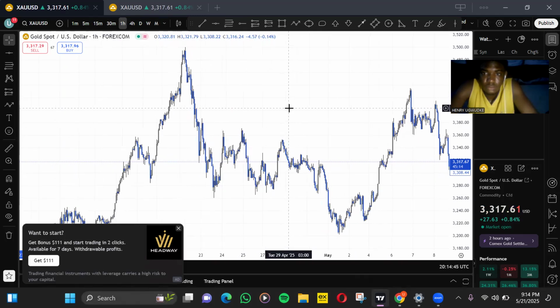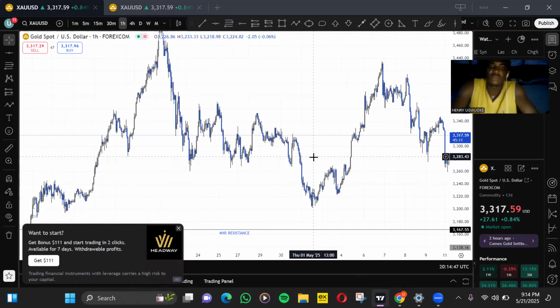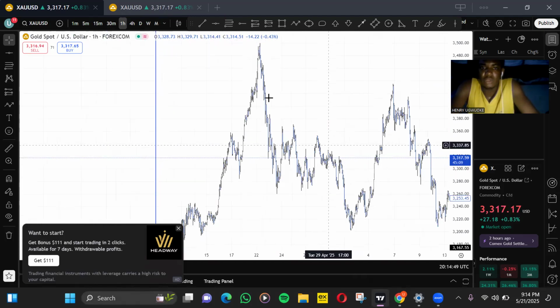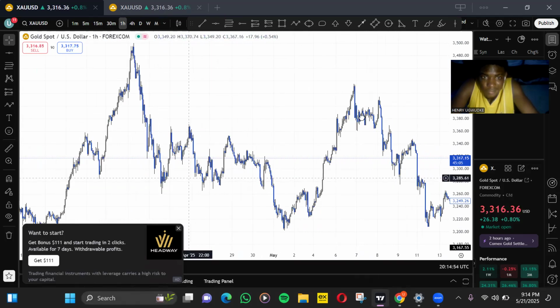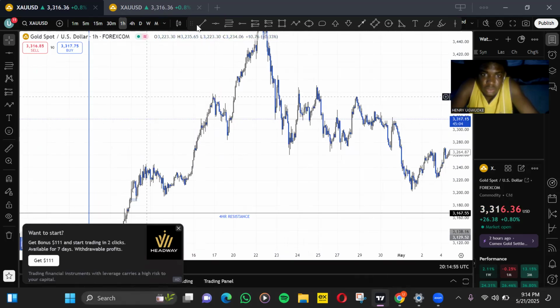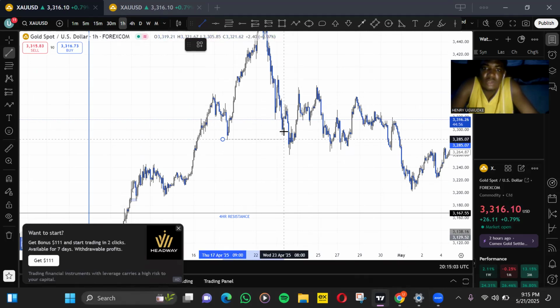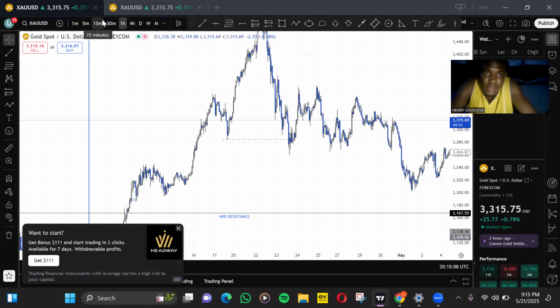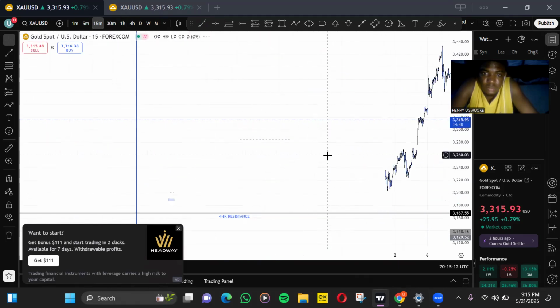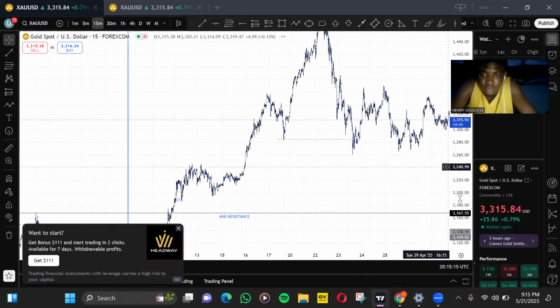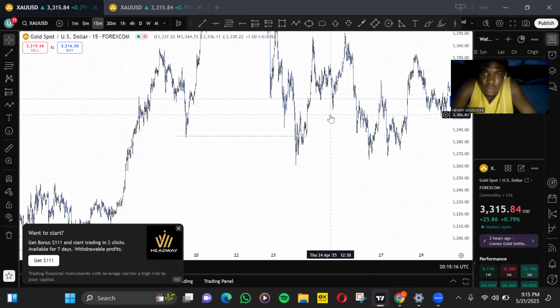So it came all the way to this level, dropped. So looking at it, the market took out weak rejection liquidity, weak liquidity and straight buying. So from this one, we start looking for buys. Let's see for buy setups.